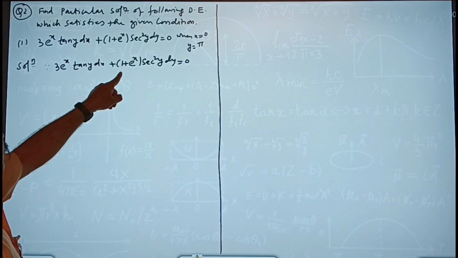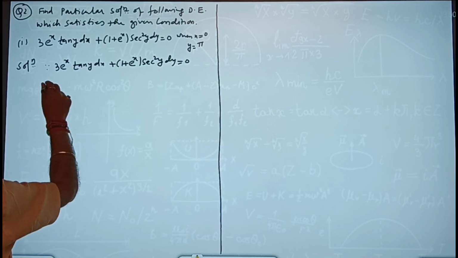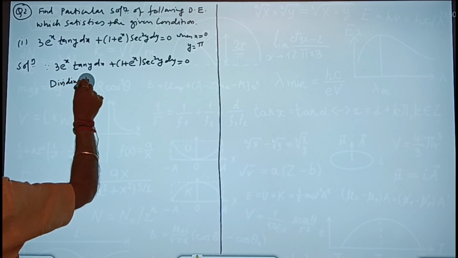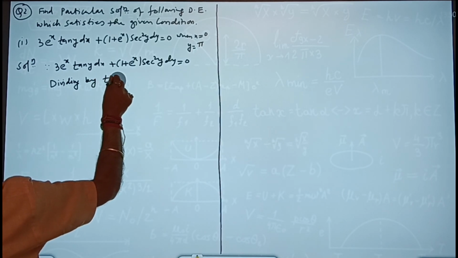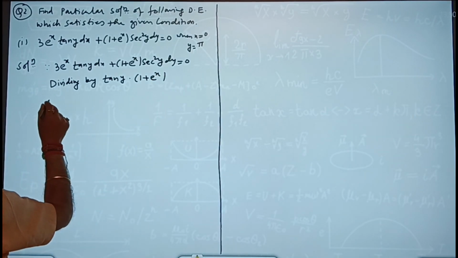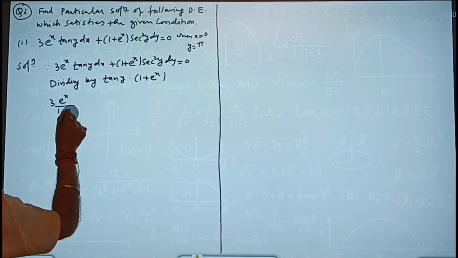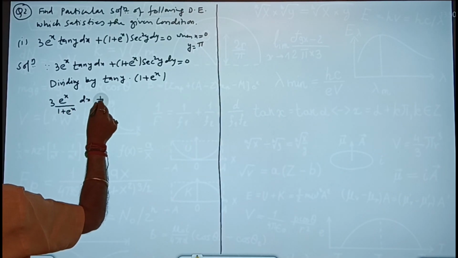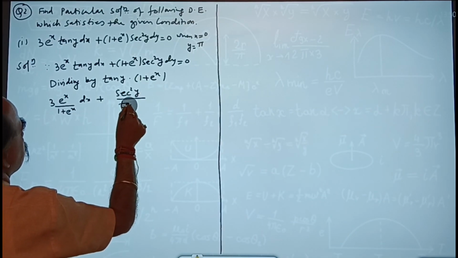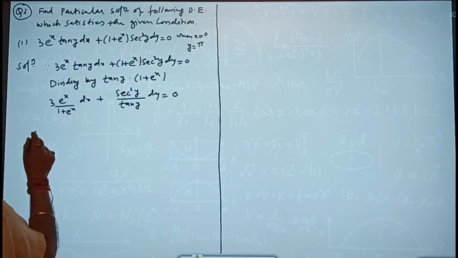Here we don't want 1 plus e raised to x and here we don't want tan y. So product of that will divide. Dividing by tan y into 1 plus e raised to x, so 3 e raised to x upon 1 plus e raised to x plus sec square y upon tan y is equal to 0.